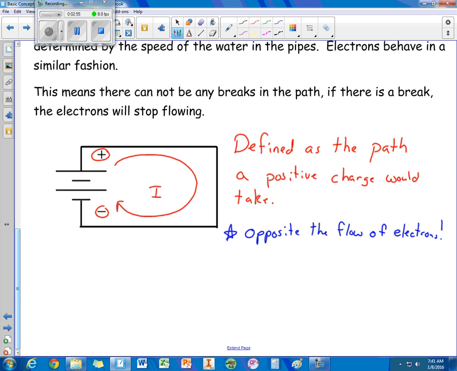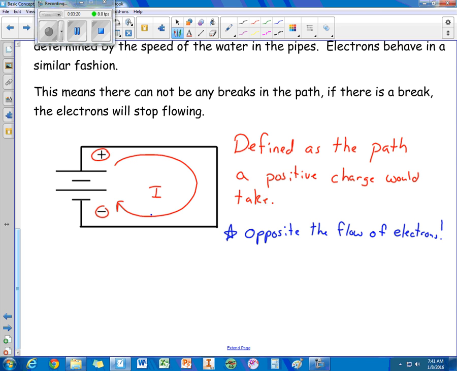And that seems really counterintuitive until you remember that when Benjamin Franklin was discussing his theory on that fluid, he defined it as going from positive to negative. So this is actually because of Benjamin Franklin. The reason why we take this convention. It's not perfect, but it's what we have to work with.